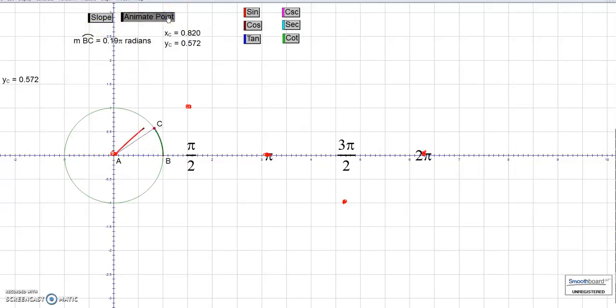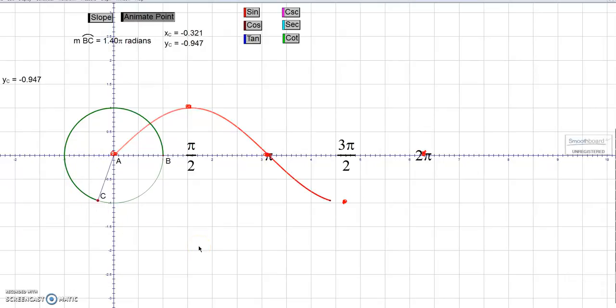I will just animate this. You see that it's comparing the angle measure to the y values that you're seeing as we go around the unit circle, doing all the things in the middle. And so we have this nice gradual change in the function. So this is one cycle of our sine function.